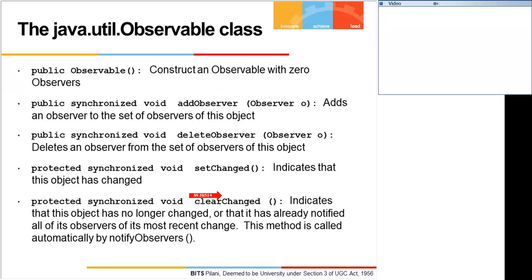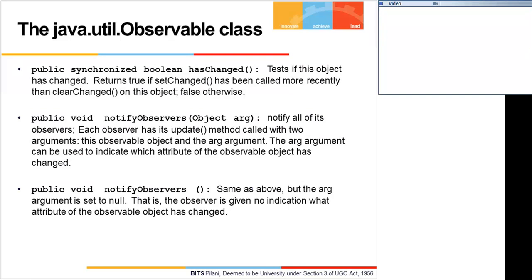So once it has notified all the observers, it changes its state to a clear changed level, so that there does not happen a repeat notification being sent to the observers, right? Once all the observers have been notified of the recent change, you clear the change so that there is no repeat notification sent to the observers.